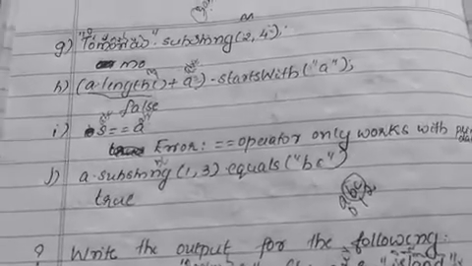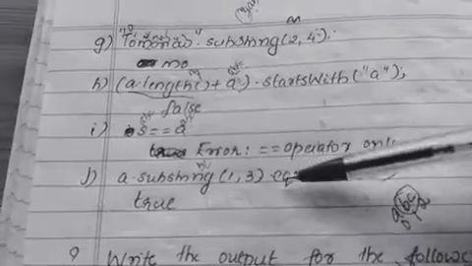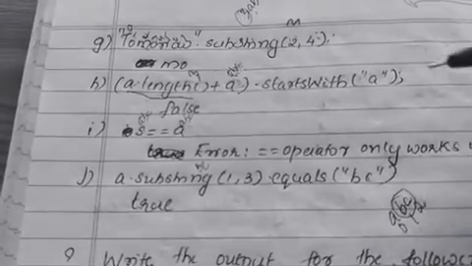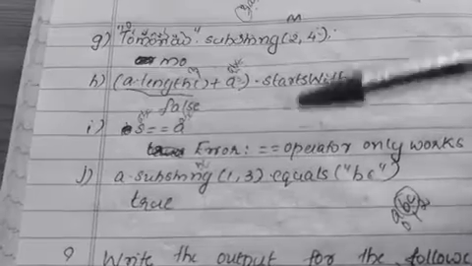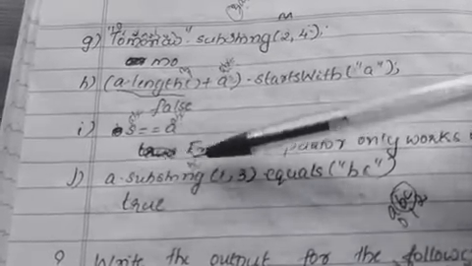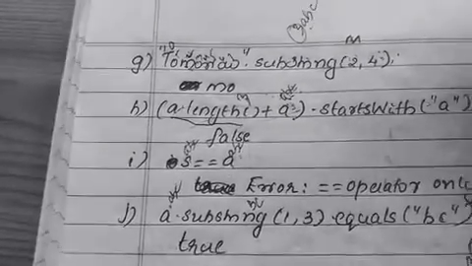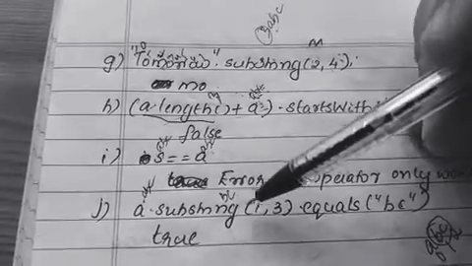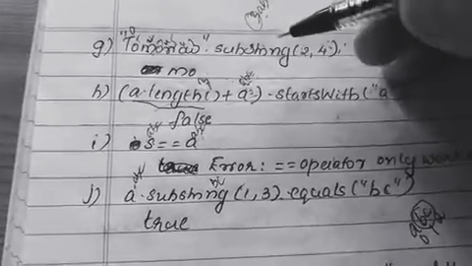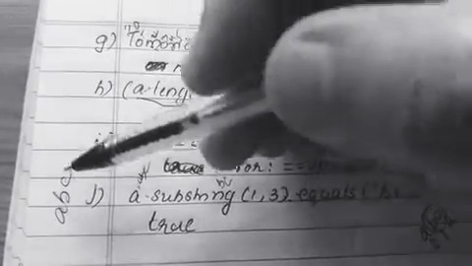Next one, a.substring(1, 3).equals("bc"). Already we know that the value of a is abc, and we want to extract a substring from position 1 to 3. So here from abc we want to extract the substring. How will we extract the substring? For that we first set the index positions: 0, 1, 2.